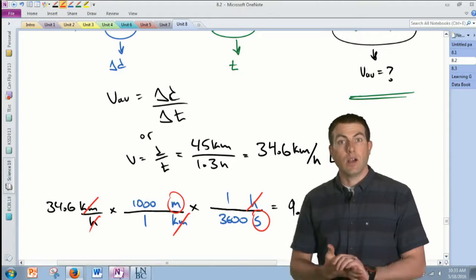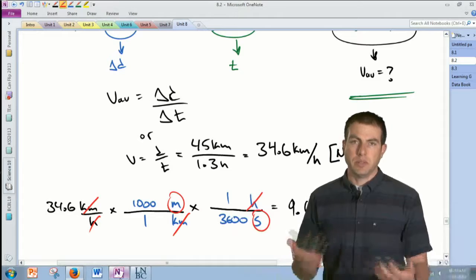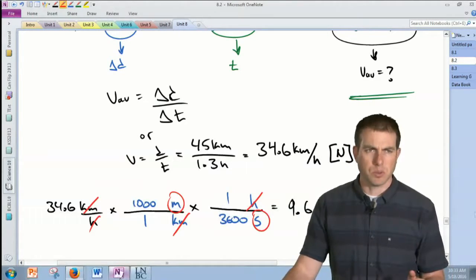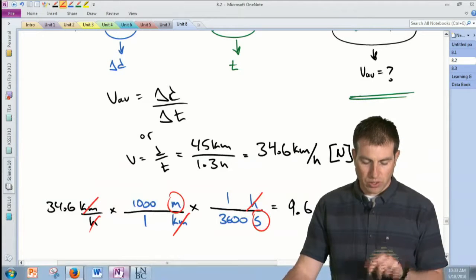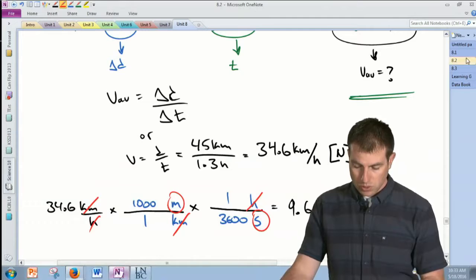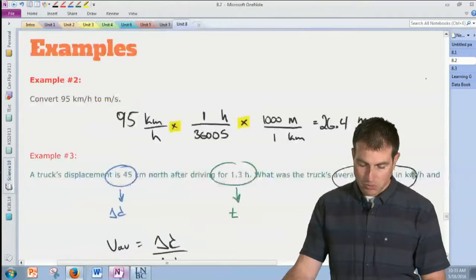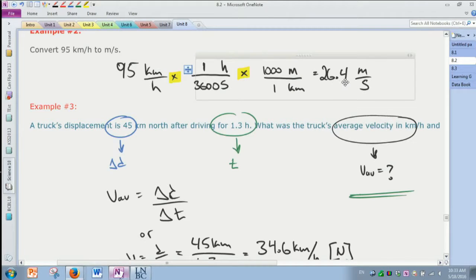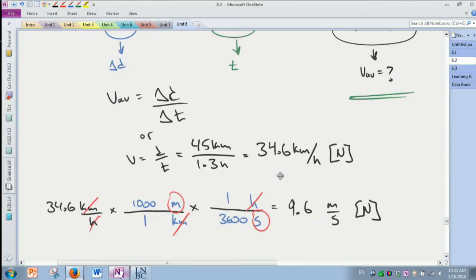Now, I said that I would show you how to do it the long way, and then there's a little bit of a trick to it. If we look at the last few examples we did, the one we just did, converting 34.6 to meters per second, and if I scroll up a couple of questions before, we were converting 95 into meters per second, same idea.